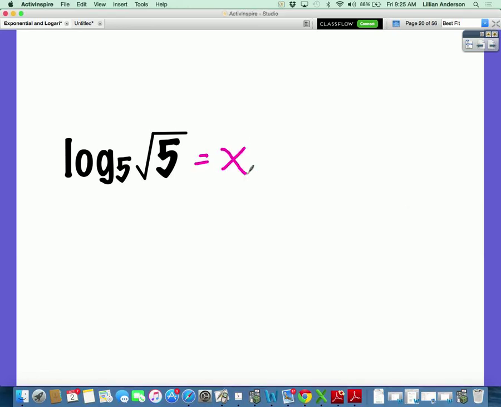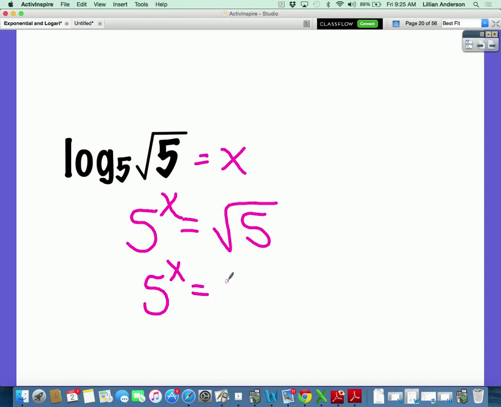Rewrite this in exponential form. That's 5 to the x equals the square root of 5. You can also write square roots how? As a rational exponent. So since the bases are equal, x equals 1/2. So very good. Clear your boards.